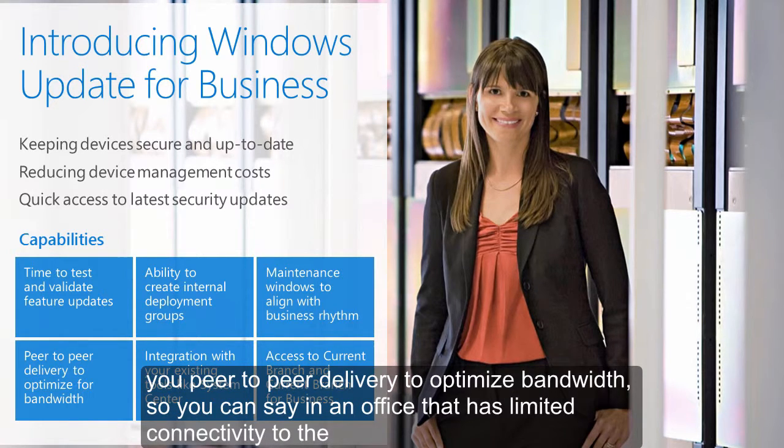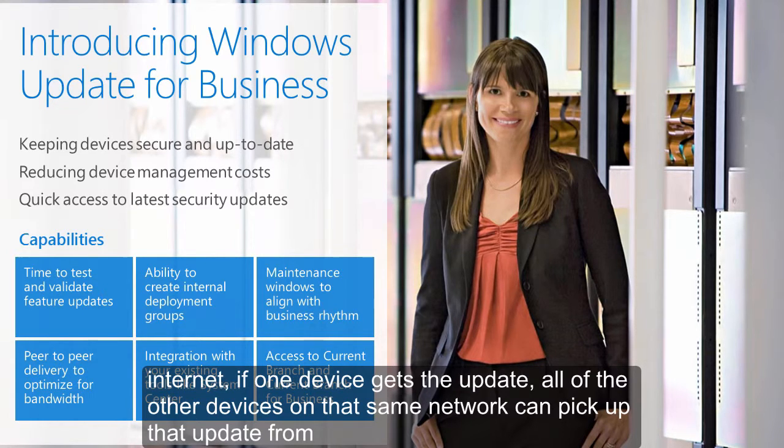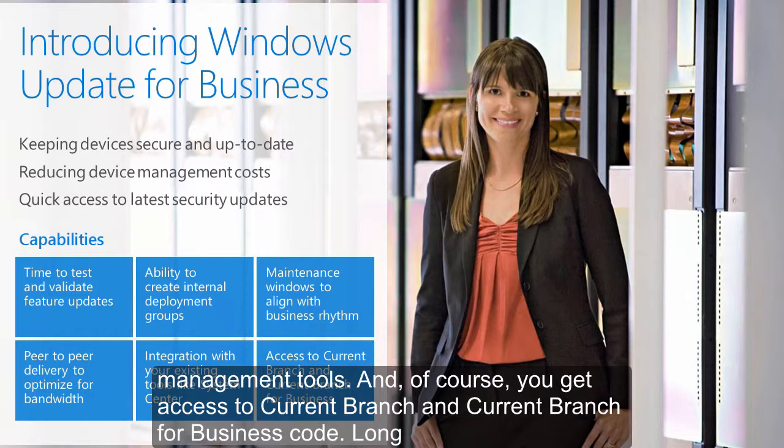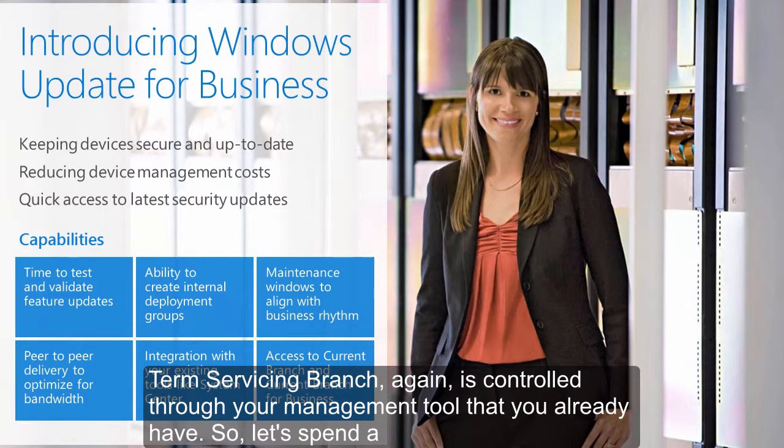We also give you peer-to-peer delivery to optimize bandwidth. So you can say in an office that has limited connectivity to the internet, if one device gets the update, all the other devices on that same network can pick up that update from that first machine. Also, in a future update, we'll give you the ability to integrate it with System Center and other management tools. And of course, you get access to current branch and current branch for business code. Long-term servicing branch, again, is controlled through your management tools that you already have.